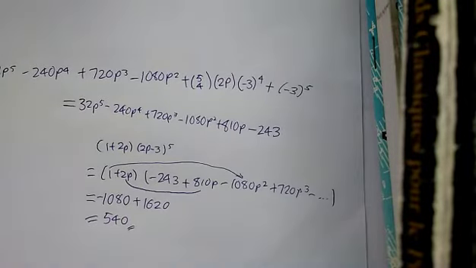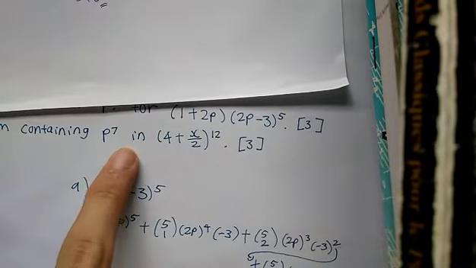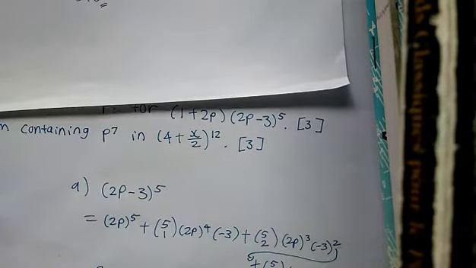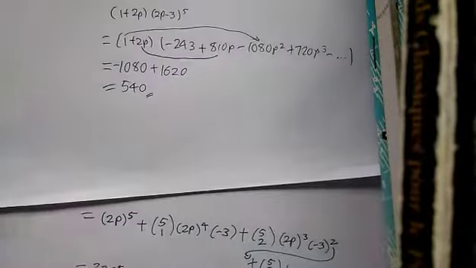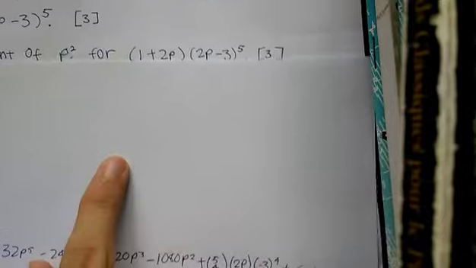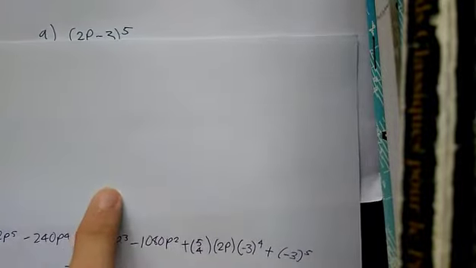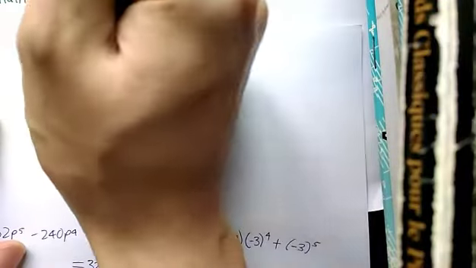Now we'll move on to the next part. Find the term containing p to the power 7 in 4 plus x divided by 2, to the power 12. Okay, so for this, it's a totally unrelated question. So if you ever get stuck in the questions on top, you can still continue to proceed.